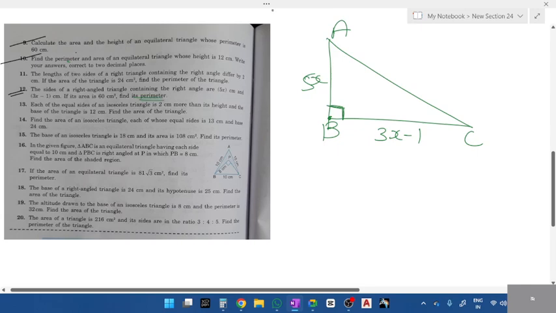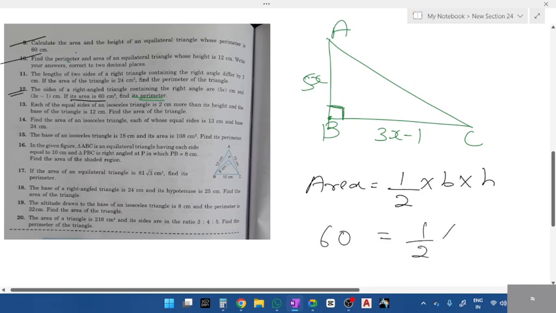What do we need to find here? Perimeter. Before perimeter, what value is given? The area. If the area value is given, we have to write the area formula, right? What is the area of a triangle? Half into base into height. The area is 60. Half into base and height: 3x minus 1 into 5x.